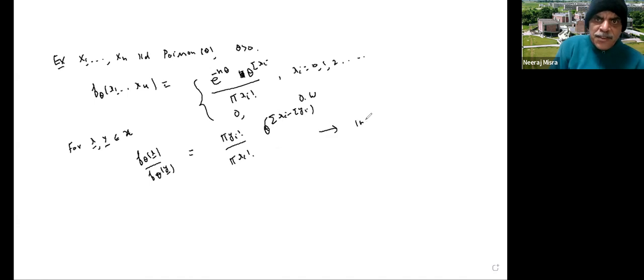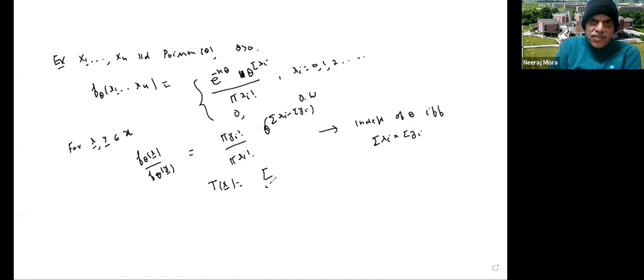Now, this would be independent of theta if and only if what happens? Now, note that as long as it has a positive power or any power different from 0, this whole quantity is going to depend on theta. So this would be independent of theta if and only if summation xi is the same as summation yi. That means T(x) equal to summation i equal to 1 to n xi is minimal sufficient.